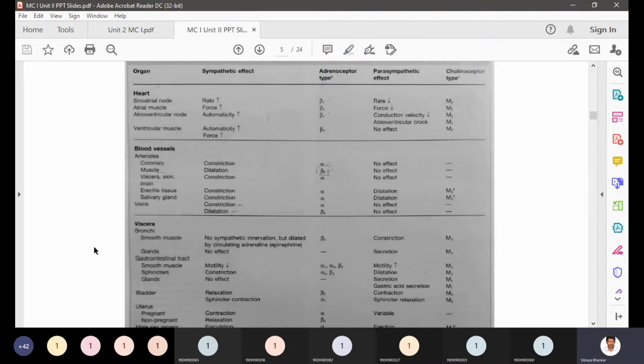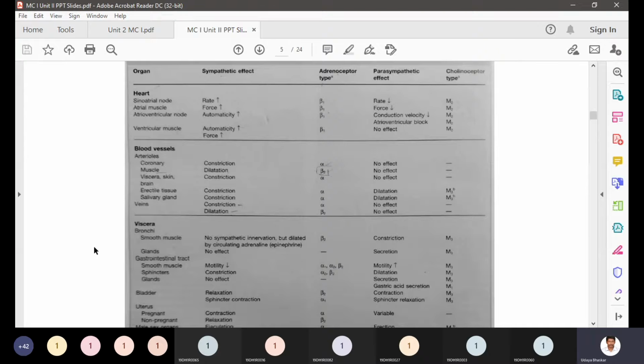In blood vessels, coronary artery arterioles supply blood to the heart itself. Then there are blood vessels present in muscle, viscera and skin, meaning the organs present away from the center of the body, and in the brain, erectile tissue and salivary glands. These are the various arterioles supplying various organs. Alpha and beta 2 receptors are present in the blood vessels in muscles, and they cause dilation.